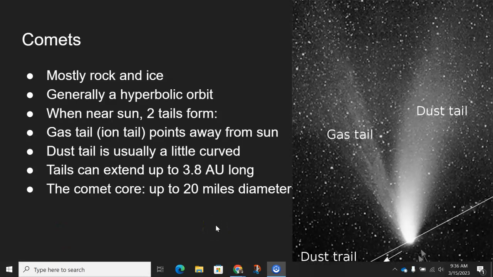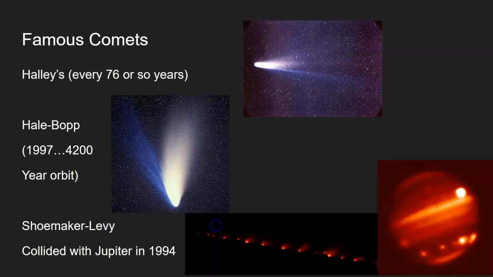As you can also see, these tails can be very long. They can extend up to 3.8 astronomical units. That's 3.8 times as far as the distance between the Earth and the sun. The comet core can be up to 20 miles in diameter. Some comets are larger than others.